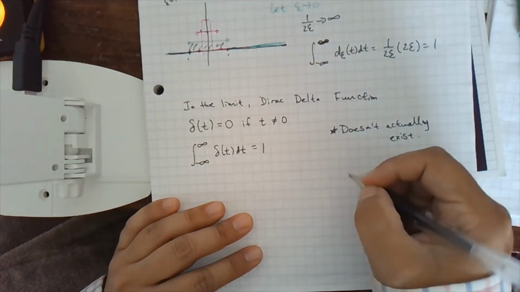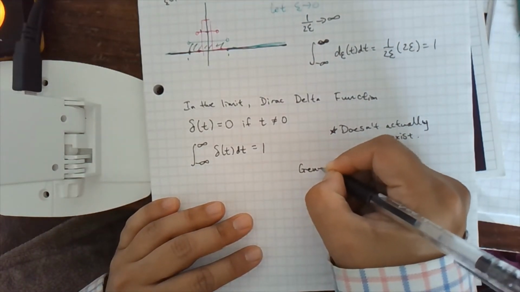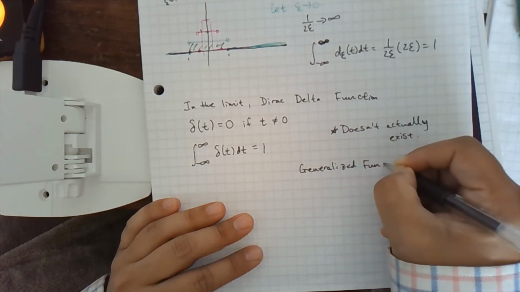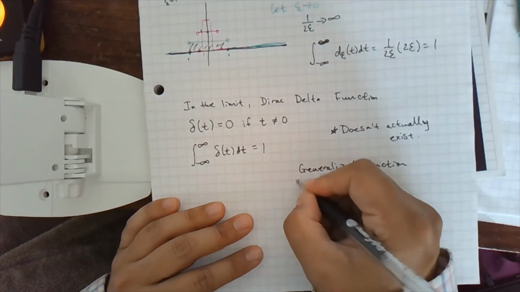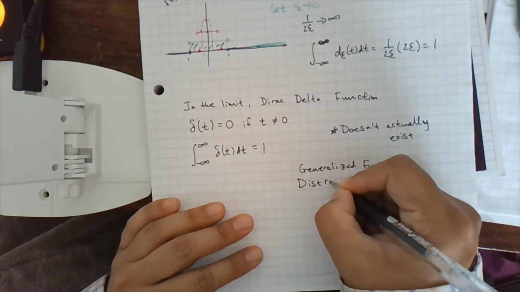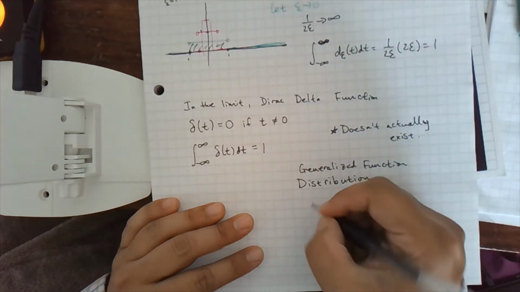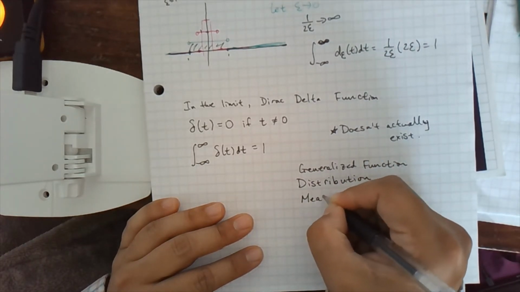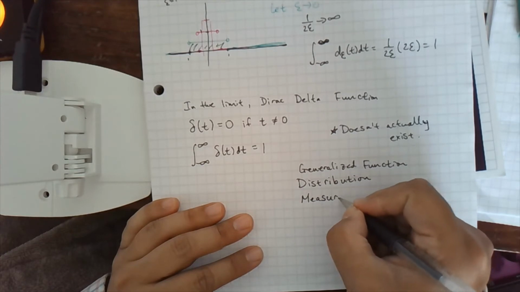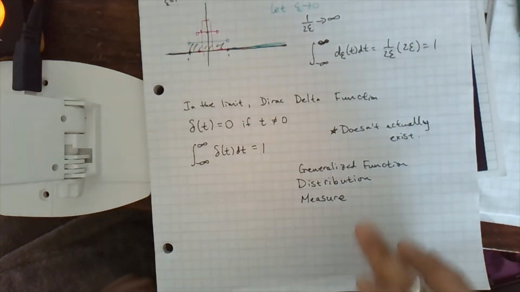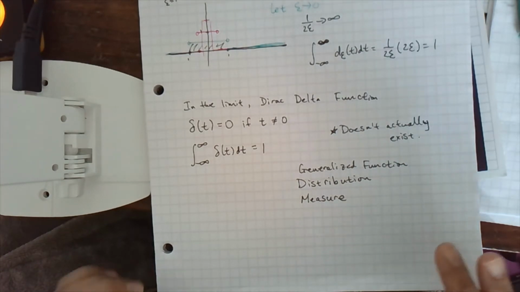So it's not really a function. We can call it a generalized function. We can call it a distribution if you've studied, or if you're going to study any probability theory. We call it a distribution. We can call it a measure. If you happen to be a math major, you might eventually take enough real analysis to learn about measures.